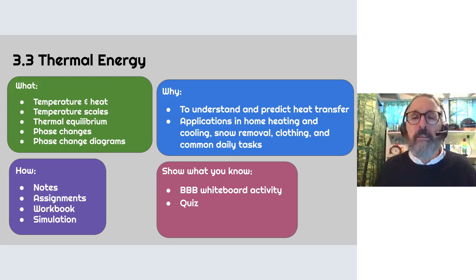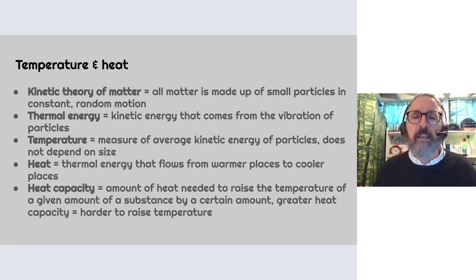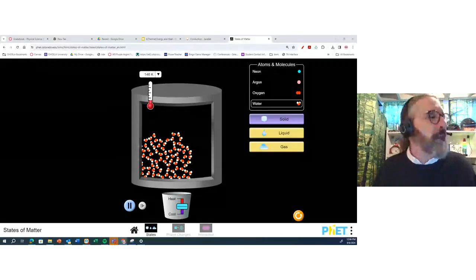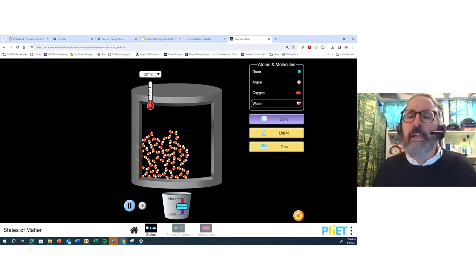Okay. So we're going to look at some of the definitions for thermal energy. All right, so let's take a look at the first one, kinetic theory of matter. All matter is made up of small particles in constant random motion. So if you take a look at my PhET sample here, this is a container that has a temperature scale on it, Kelvin, Celsius. So this is minus 127 degrees Celsius, water in its solid form.